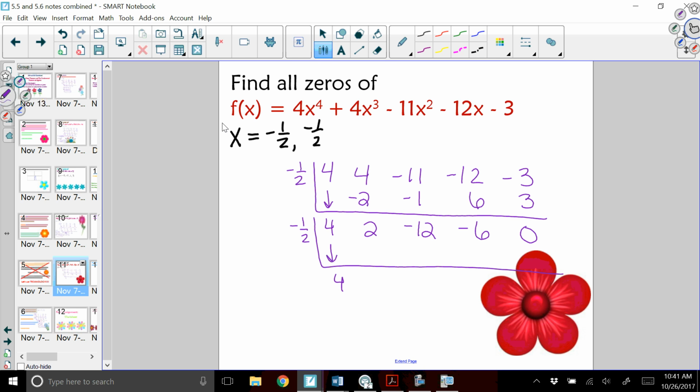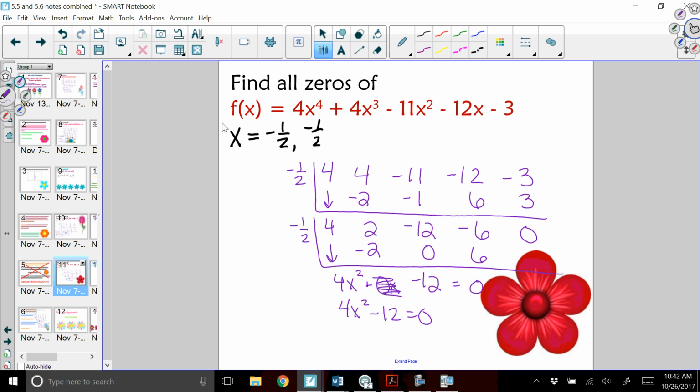What is negative half of 4? Negative 2. Negative half of 0? 0. Anything times 0 is just 0. That gives me negative 12. Negative half of negative 12? 6. Negative 0. All right, so I started at the 4th. I did it twice. I'm down to an x squared. So 4x squared plus 0x minus 12 equals 0. Okay, do I need the 0x? Nope. So really I have 4x squared minus 12 equals 0.